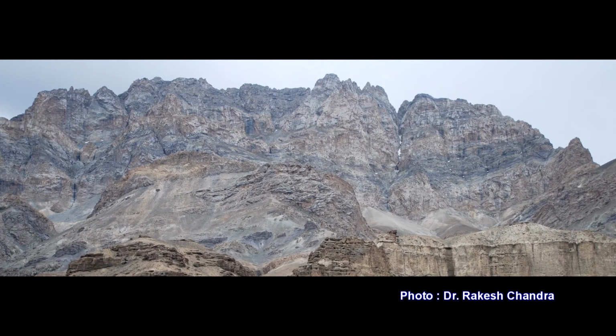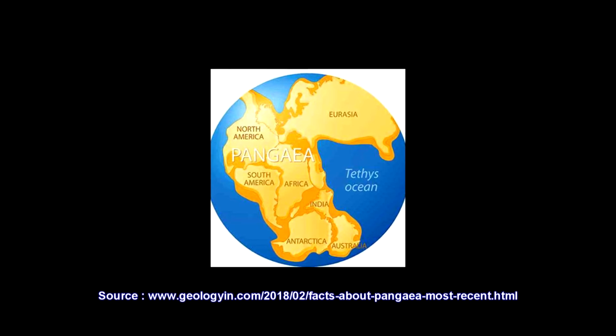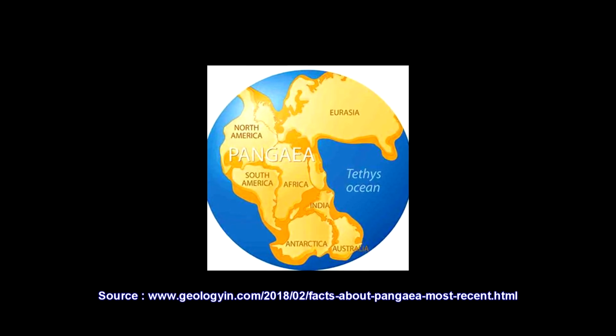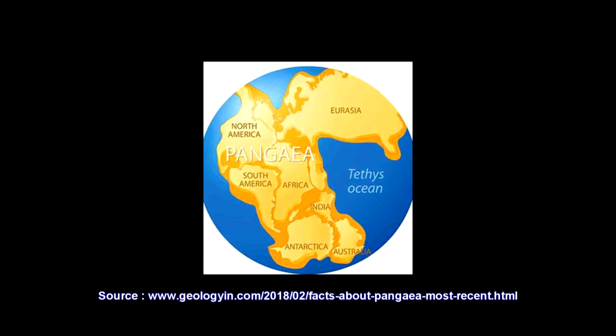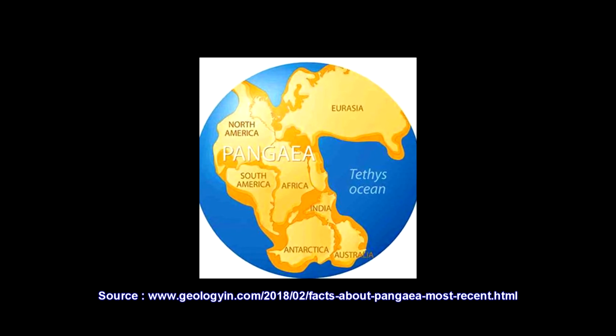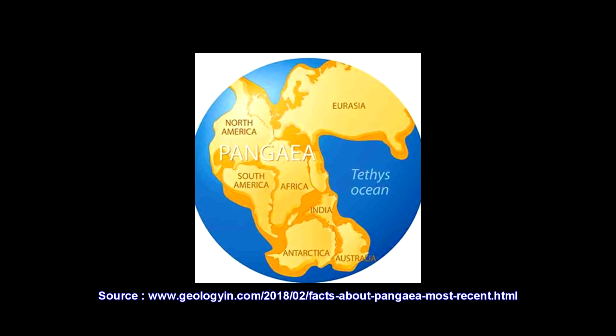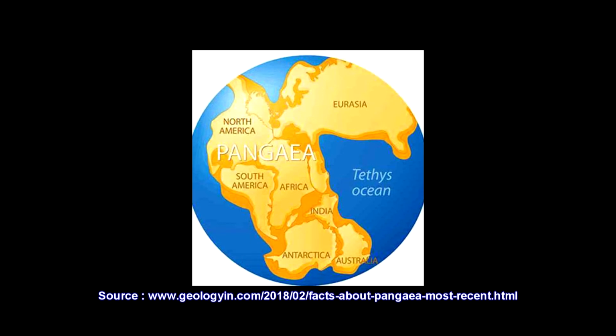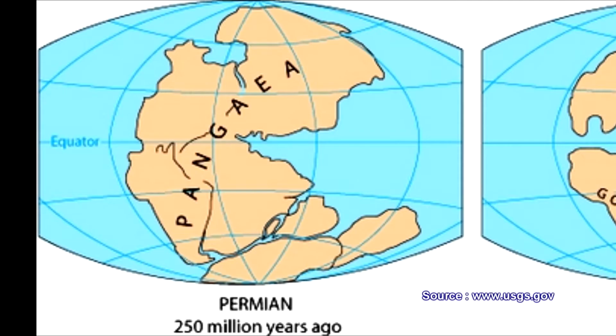During Permo-Carboniferous times, the formation of Laurasia land and Gondwana land took place. Let me explain a bit about this formation of Gondwana land and Laurasia land. Up to Permo-Carboniferous times, there was one land mass, that is Pangaea, surrounded by Panthalassa Sea.